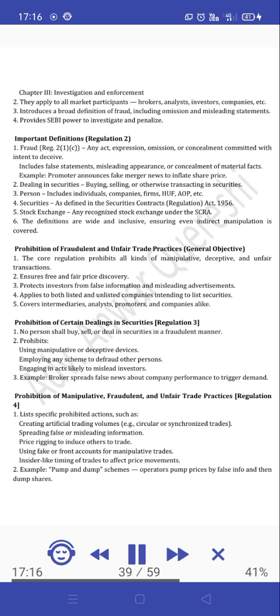Important definitions. Regulation 2(1), Fraud, Reg. 2(1)(c): any act, expression, omission, or concealment committed with intent to deceive. Includes false statements, misleading appearance, or concealment of material facts.